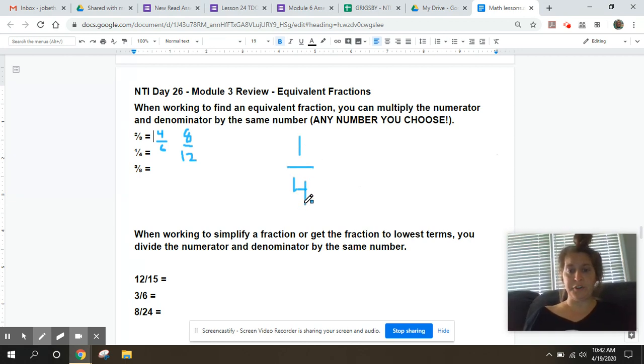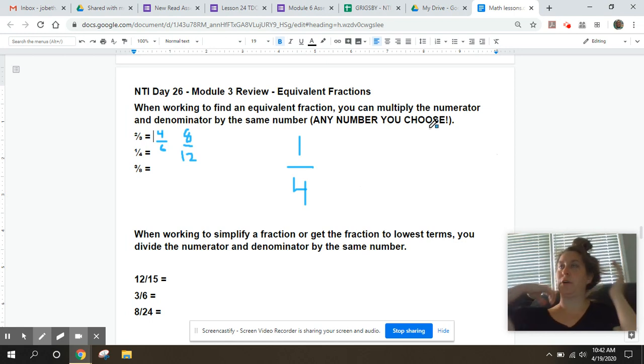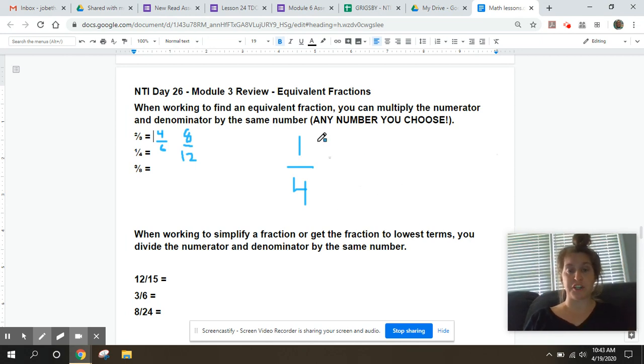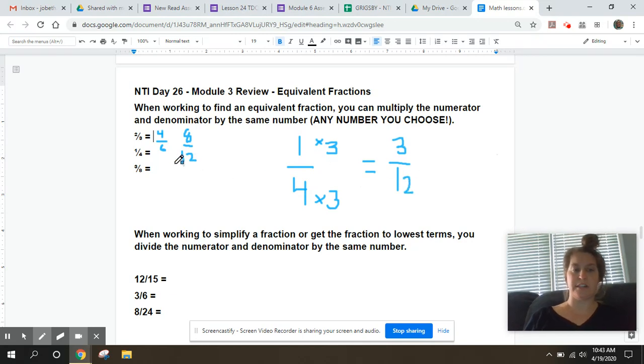So again, when you're finding an equivalent fraction, if you get to make it up, or if you're trying to find a fraction that's equivalent to it from a multiple choice answer, you need to make sure that the numerator and denominator are being multiplied by the same number. So let's multiply by 3's. Essentially we're multiplying by 3/3, but we don't have to write it out like that. So 1 times 3 is 3, and 4 times 3 is 12. So 3/12 is an equivalent fraction for 1/4.